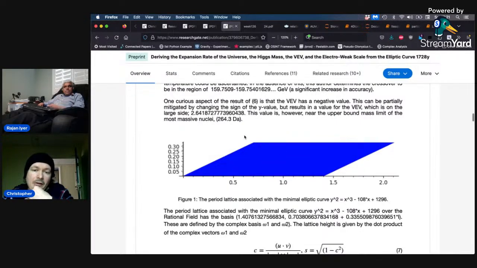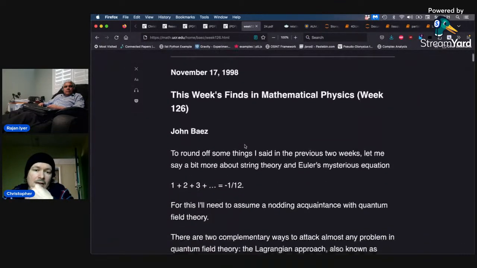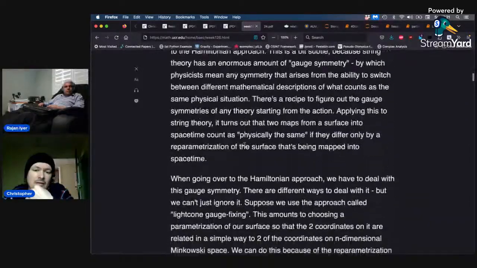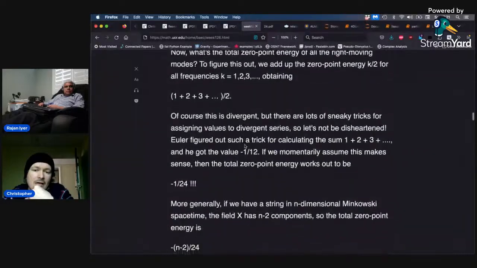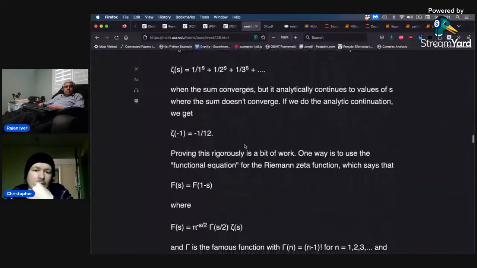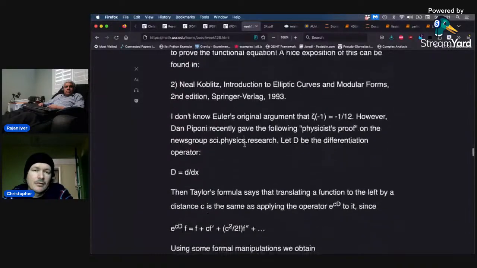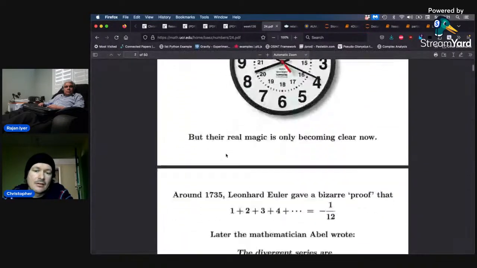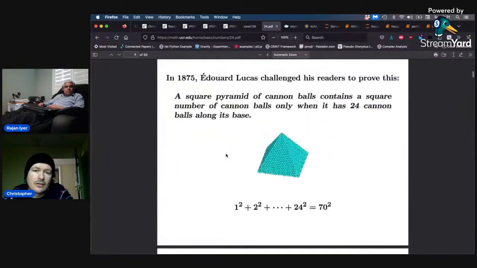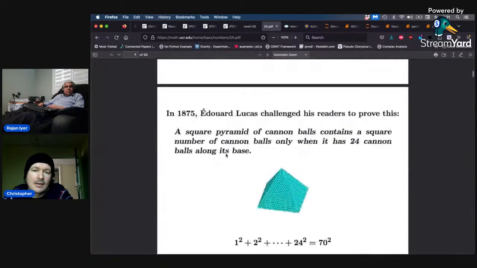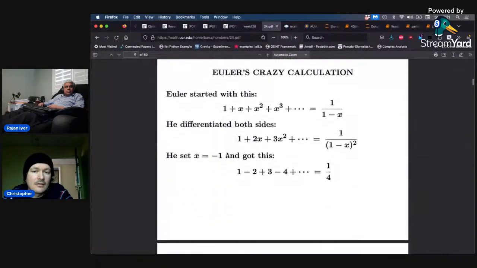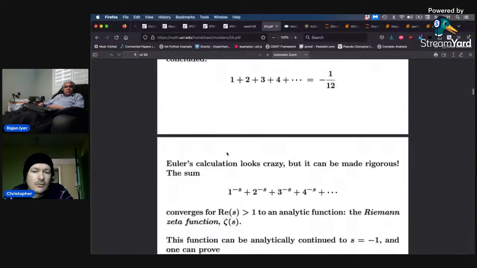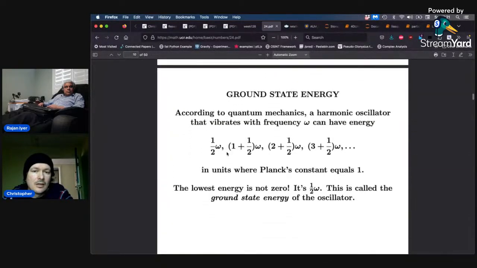Now, period lattices of this sort are used a lot in string theory. So if we look at some of Bayes' work, he goes into different aspects of string theory a lot, particularly bosonic string theory. And a lot of that is to do with basically looking at the ground state. So his equations here, he's got the cannonball problem, and they're linking that to the Lorentz lattice.